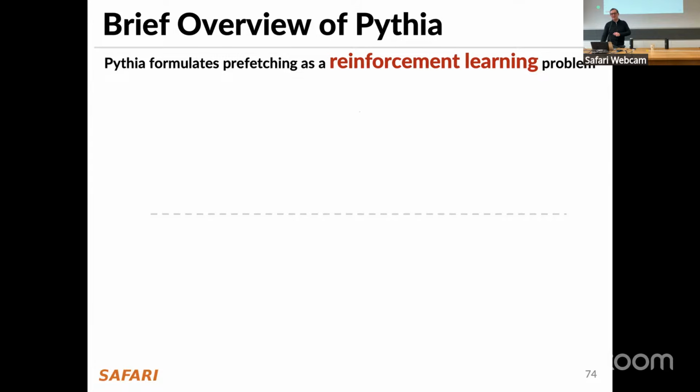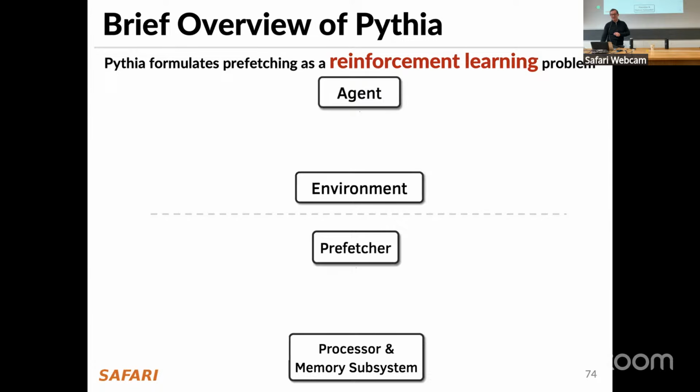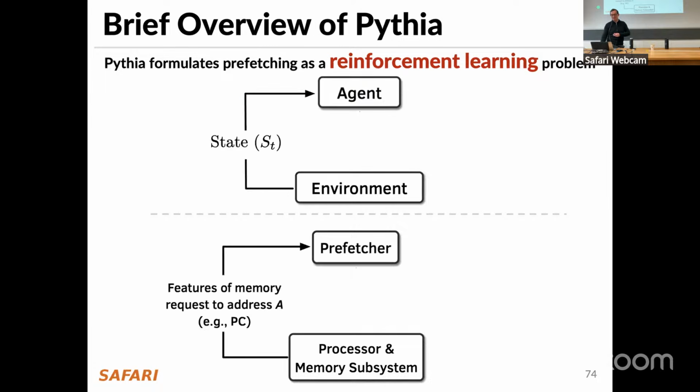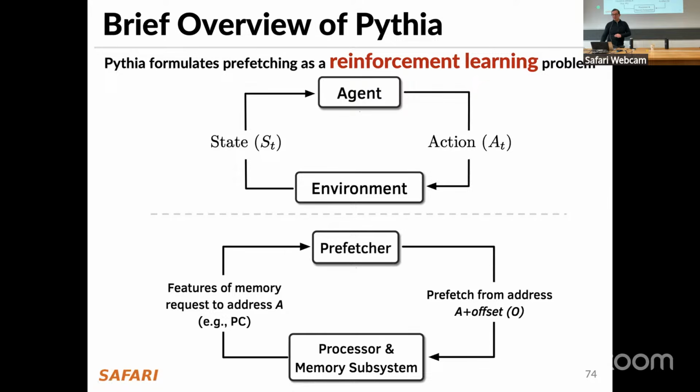Okay, so basically Pythia formulates prefetching as a reinforcement learning problem. Your agent is your prefetcher. Your environment is a processor and memory subsystem. And state is a vector of features of memory requests to address A, for example, program counter. It could be last few cache line deltas, etc. And action is basically an offset. The action is to prefetch from address A plus offset O.